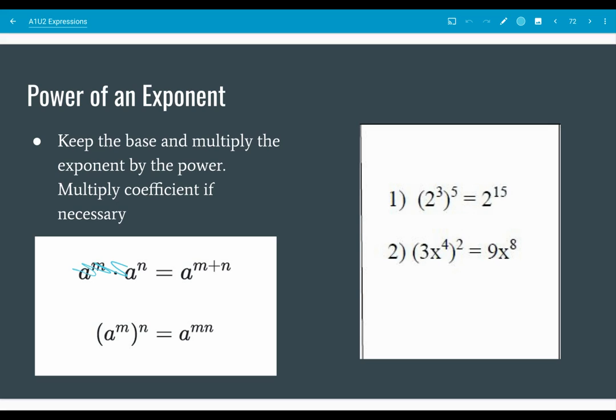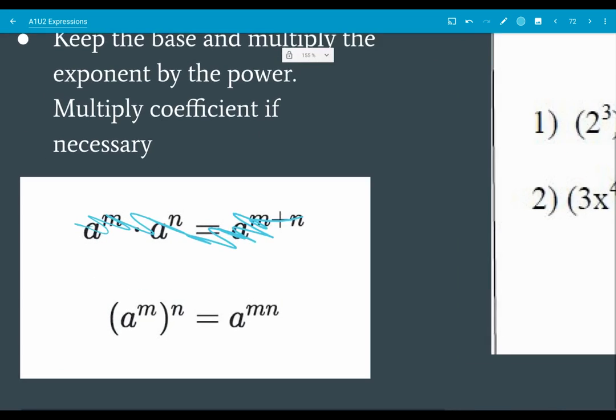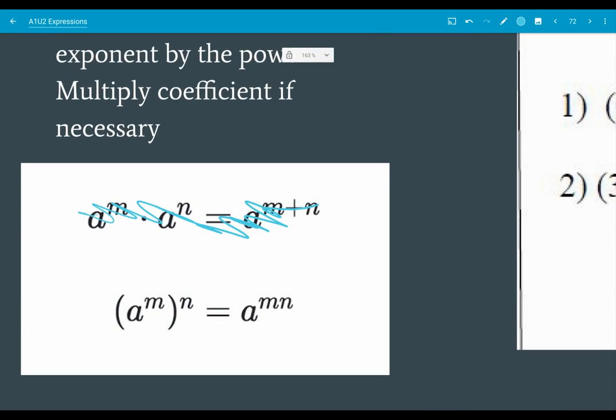Next is power of an exponent, which says if you have a base raised to an exponent raised to another exponent, you multiply the exponents. So if we look at our example, we have a to the m, and that whole thing is raised to the nth power. So we just multiply the exponents.